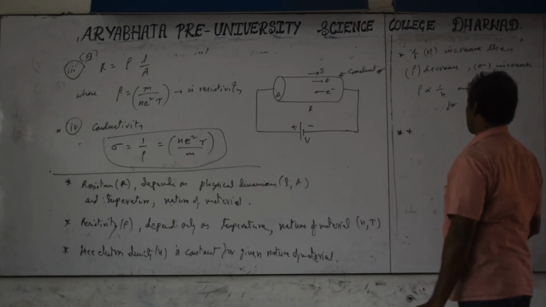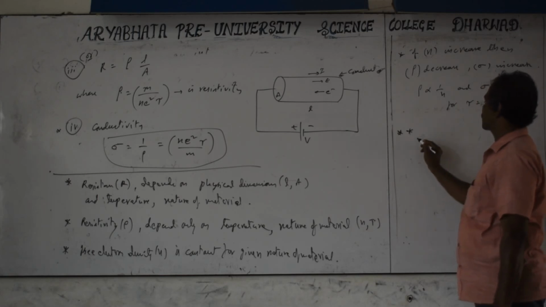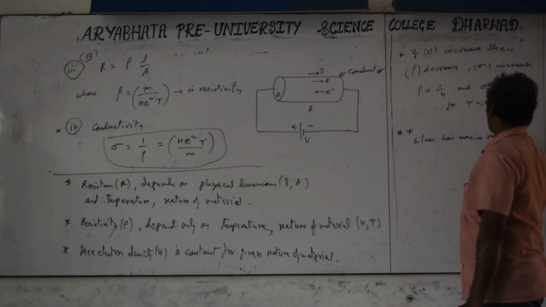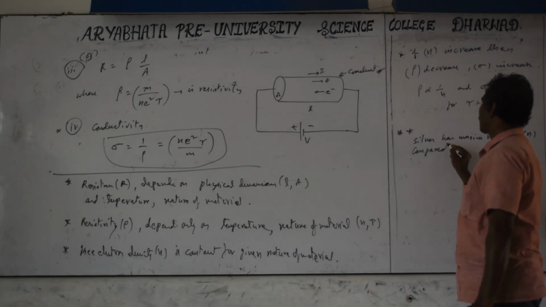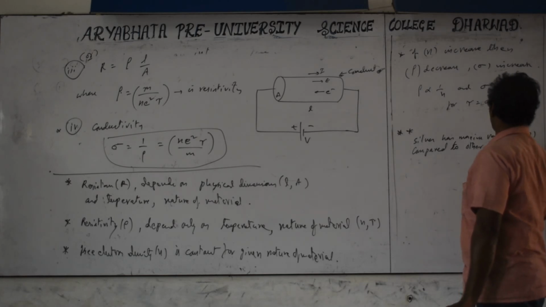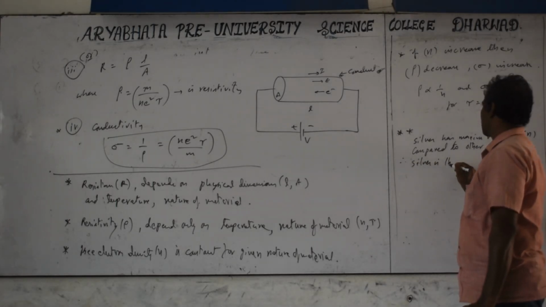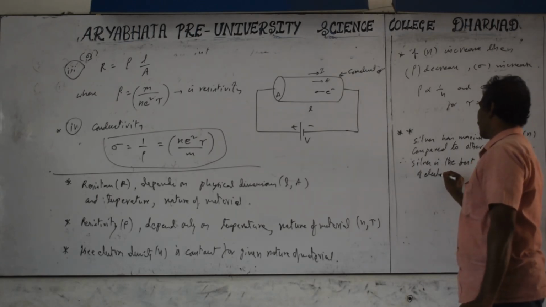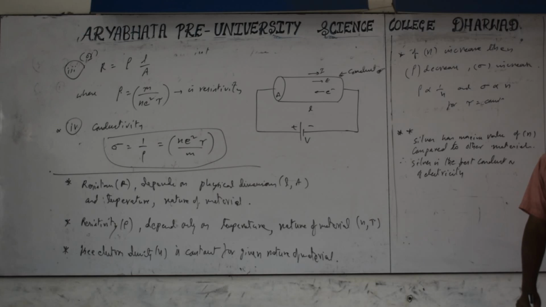Among the given materials, silver has the maximum value of n compared to other conductors, compared to other materials. Okay, so therefore silver is the best conductor of electricity. Of course, it is also the best conductor of heat.